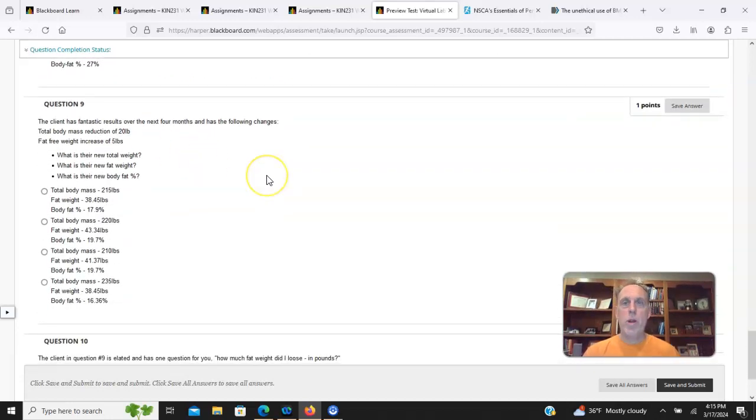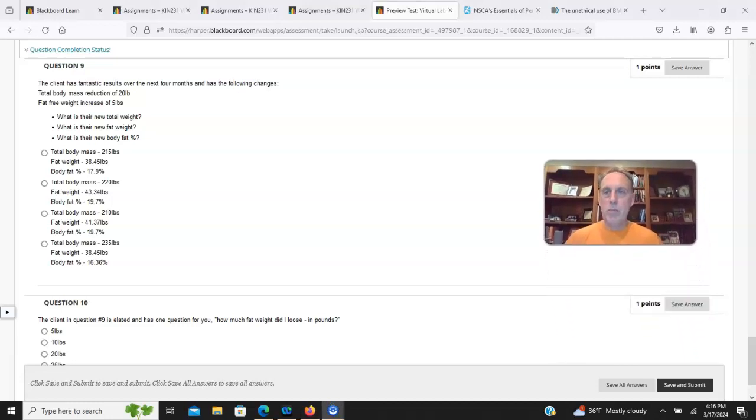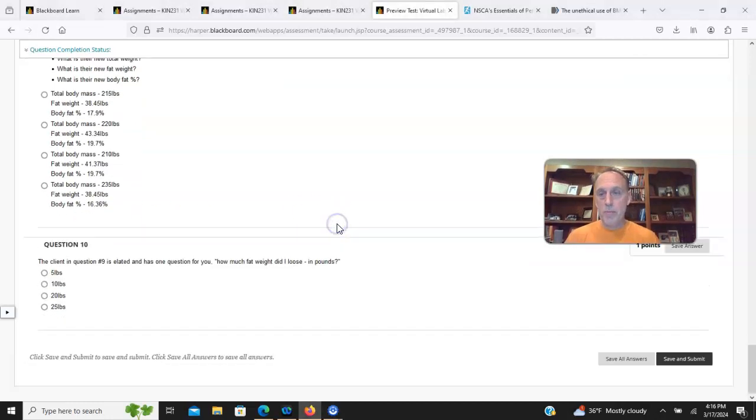I take this a little bit further down. Your client actually has great results. And from the great results that they have, they end up actually losing 20 pounds. And they have an increase of 5 pounds of muscle, which is fantastic. So now please tell me, what is their new total body mass or body weight? What is their new fat weight? And what is their new body fat percentage? Gotta do a little math, I'm sorry, but that's kind of part of the deal.